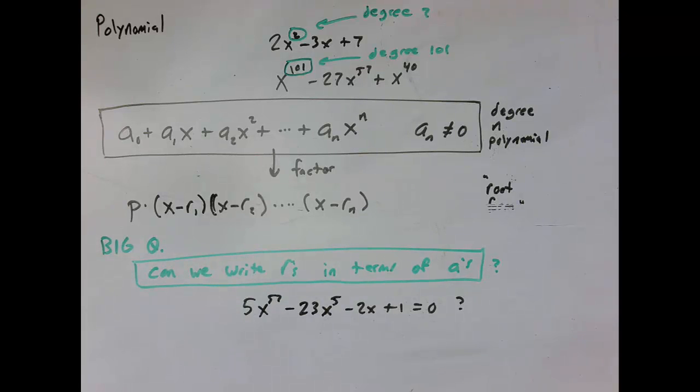So you know that when the polynomial is degree 2, that there's a nice formula that will tell you what the roots are in terms of the coefficients. What about higher degree polynomials? Like what if we have a 57th degree polynomial? Is there a nice process or a nice equation that will let us write the roots of this in terms of the coefficients? And so that's sort of a big question that we'll think about.